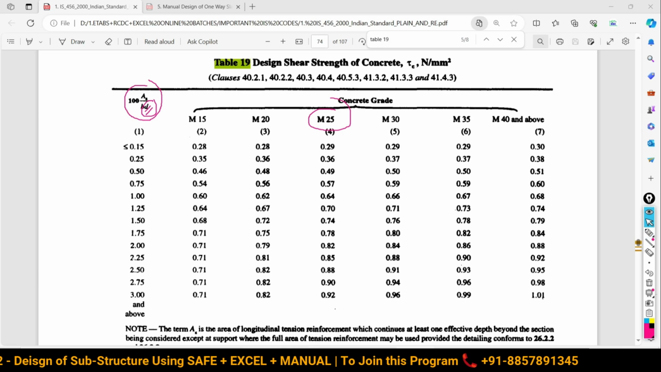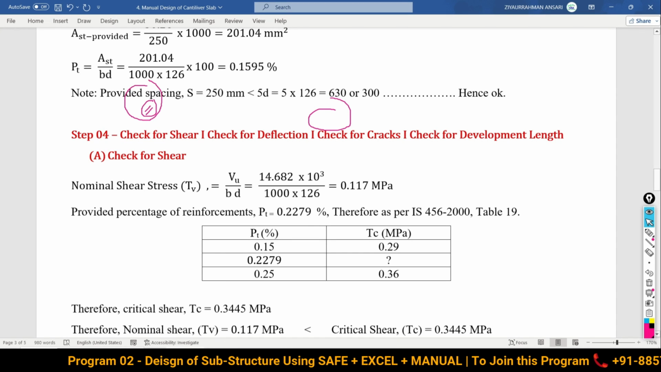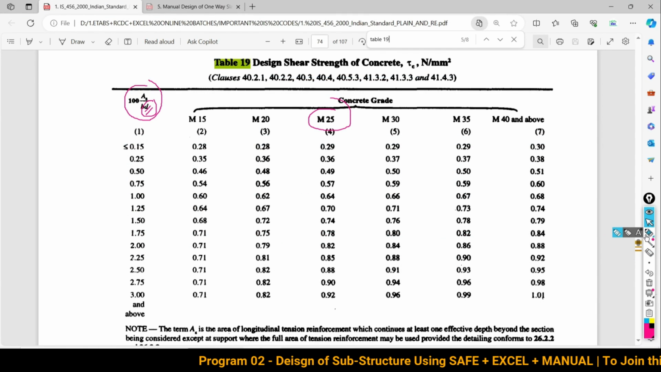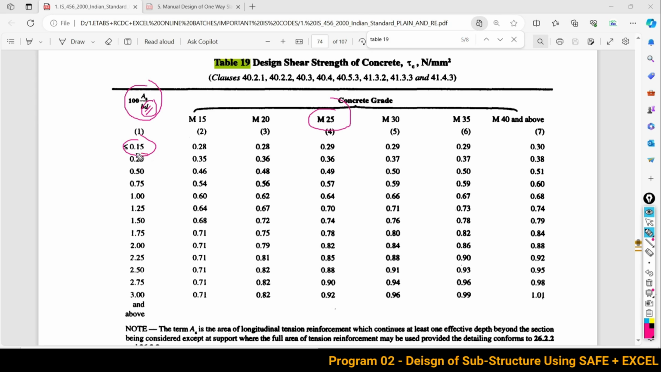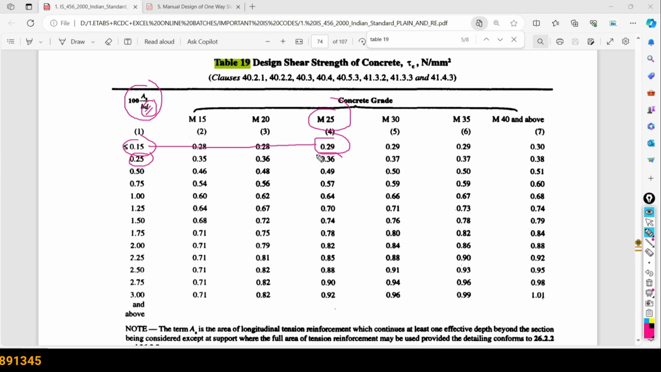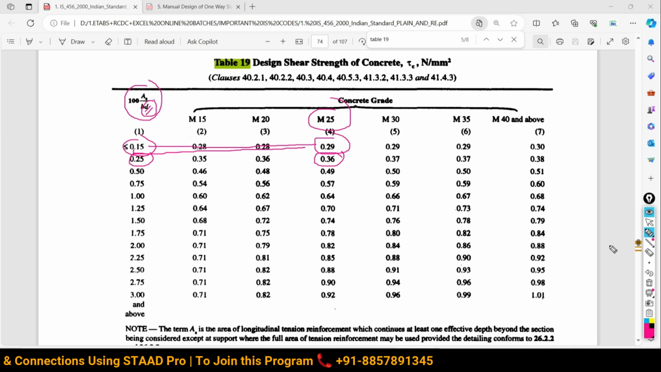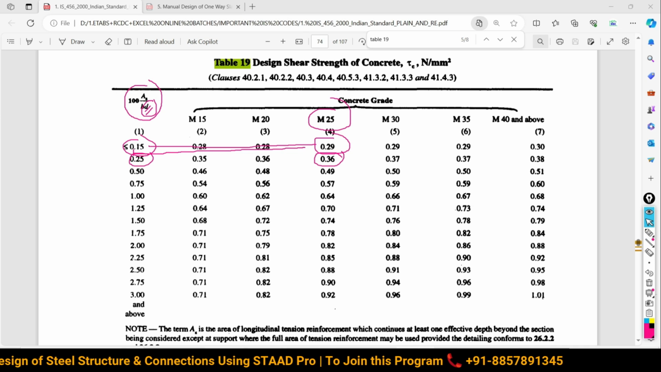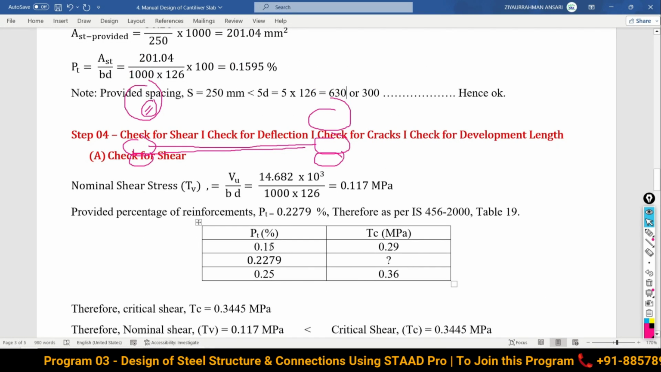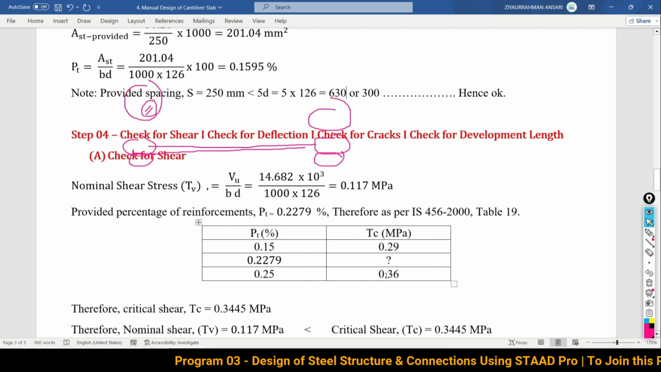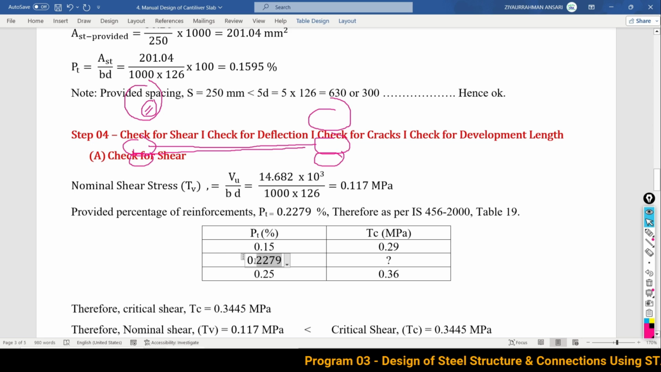So our percentage of reinforcement is how much? 0.2279. So this comes in between 0.15 and 0.25. For 0.15 and 0.25 for this grade of concrete, it is 0.29 and 0.36. So our value is coming in between these. So I have to calculate the critical capacity for this value. So we need to do the linear interpolation. 0.15, 0.29, 0.25, 0.36. But we have to calculate the value for this, which is the unknown.